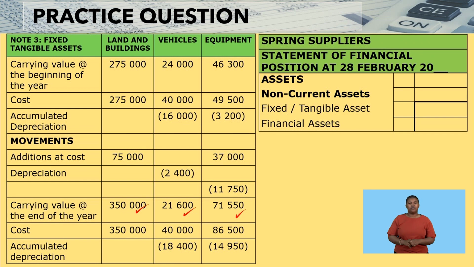That will give you a total of, okay, let me give the figures again to you. It is your 350,000, that is for your land and buildings, plus the 21,600. That will be for your vehicles. And then you must add equipment, 71,550. And then you have 443,150. Remember, you are adding your carrying value at the end of the year. There it is.